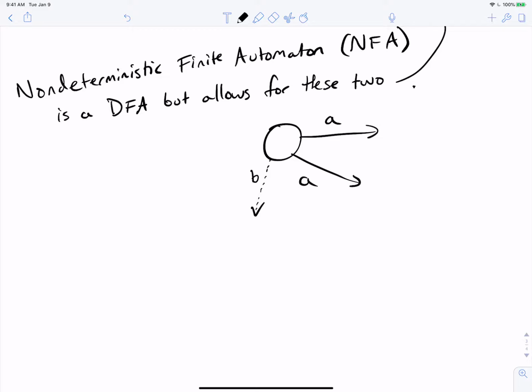So I need to clarify what this term really means. So you may think, okay, well, let's suppose that we're at this state right now, and our next character is an A. You may think, okay, well, what transition should we do? Should we do that first one or the second one on A?